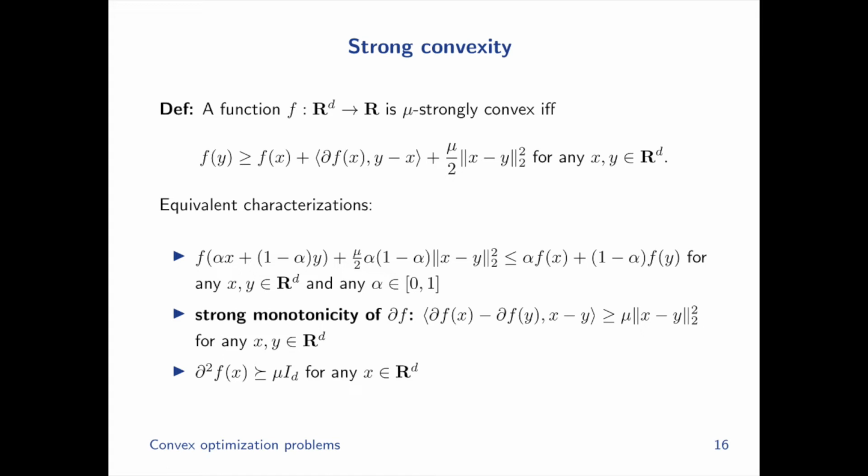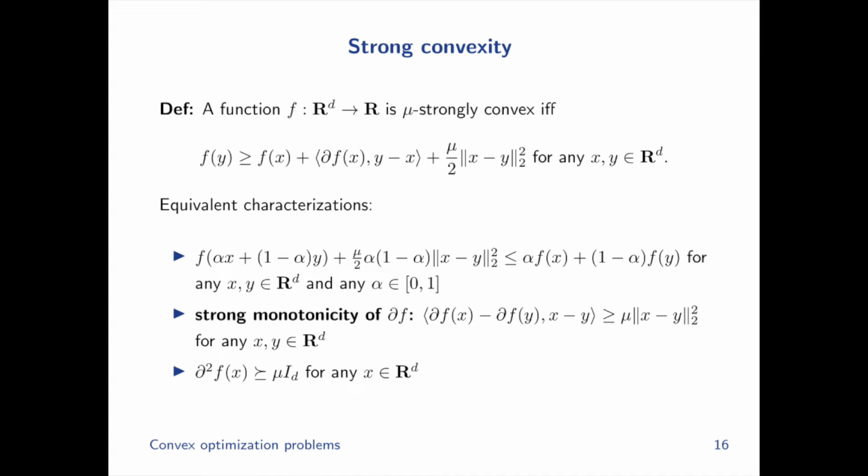So what's strong monotonicity? Again, you have to strengthen this. Instead of just being bigger than or equal to 0, it has to be bigger than or equal to a quadratic term that depends on the distance between x and y. Okay, so this is strong monotonicity. And the last one you've seen before.